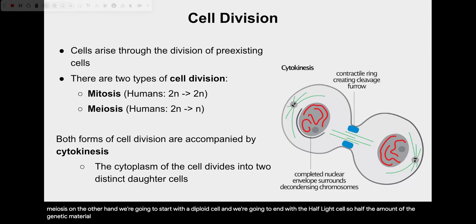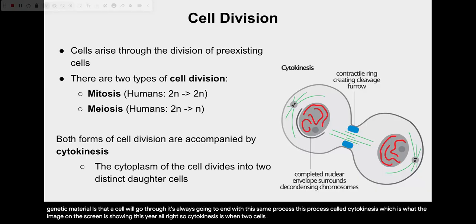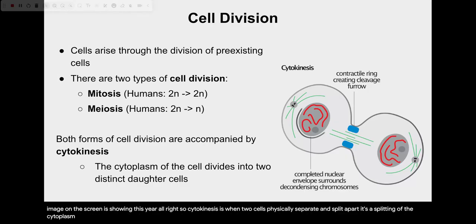No matter which form of cell division a cell will go through, it's always going to end with the same process. This process is called cytokinesis, which is what the image on the screen is showing us here. All right, so cytokinesis is when two cells physically separate and split apart. It's a splitting of the cytoplasm. That is the end result. We have cytokinesis, then we have two cells. All right, so we have mitosis and meiosis, and we know cells are going to divide from a pre-existing cell.